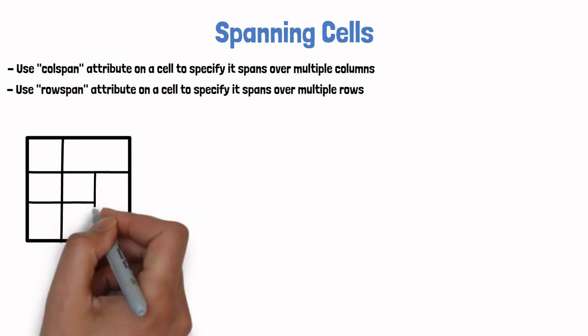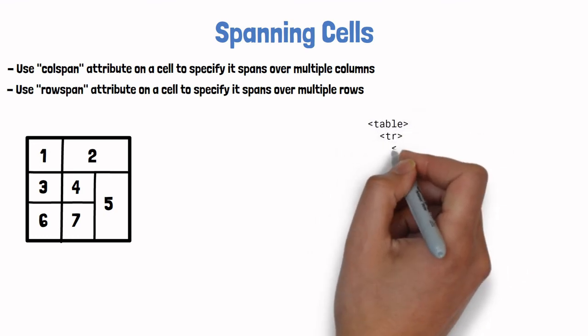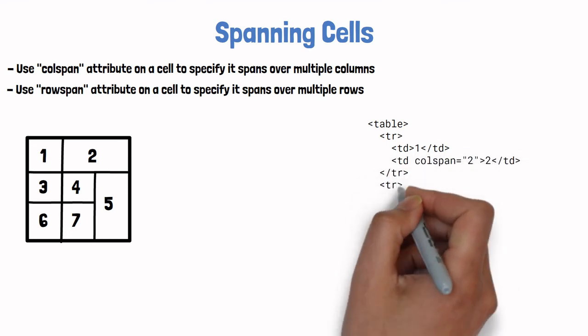Here is a table with cells numbered between 1 to 7. Notice that cell number 2 spans over 2 columns, and that cell number 5 spans over 2 rows, while all other cells are normal. Here is how it would look like in HTML code.